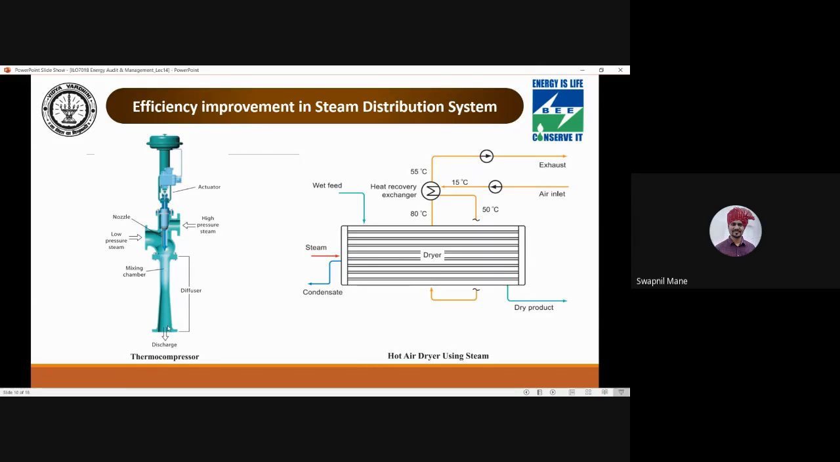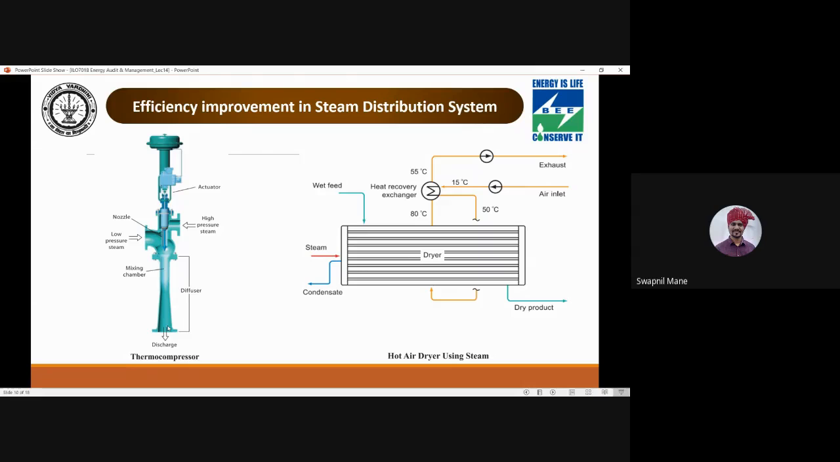Low space requirement because it is vertical and very streamlined. It is having very low space requirement. Insensitive to fouling because there is no water involved. It is only steam happening, so no fouling will take place, and it can have high operating reliability. Okay, so this is the peculiar feature of a thermocompressor, which is improving the efficiency of the steam distribution system.